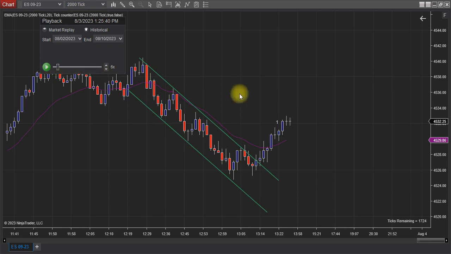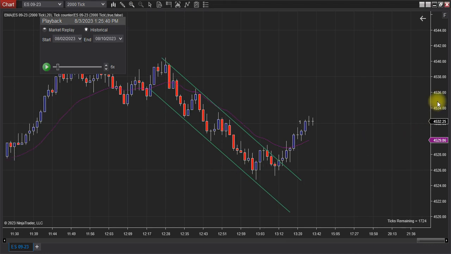Pause right here for a second. Now, if we're entering in a stop market order, we want to first identify a potential signal bar. This is a potential signal bar. Could be better.